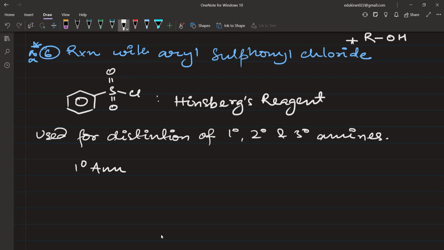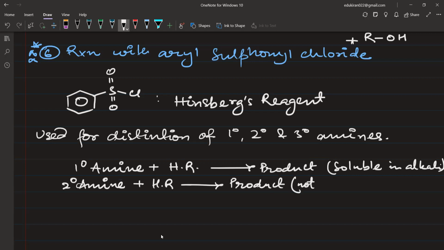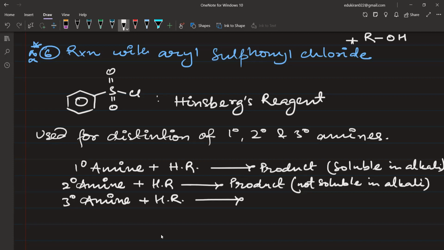If you have 1 degree amine plus the Hinsberg reagent, it will give a product, and this will be soluble in alkali. If you have 2 degree amine plus the Hinsberg's reagent, this will also give you a product, but this will not be soluble in alkali. 3 degree amine plus the Hinsberg reagent, this will not react, so you will get no product. Okay, so this will not give any reaction.